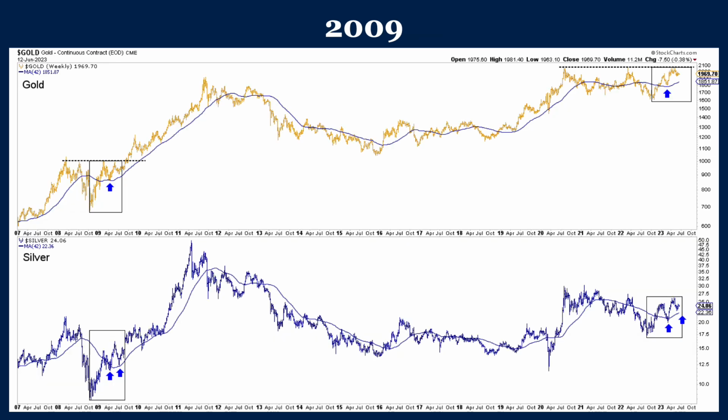Now, this is more of a technical comparison, not fundamental. It's technical, but it's a viable comparison because the technical similarities are quite strong. And so what I'm talking about here is basically the early 2009 period. So let's start at the bottom. Let's start with silver.